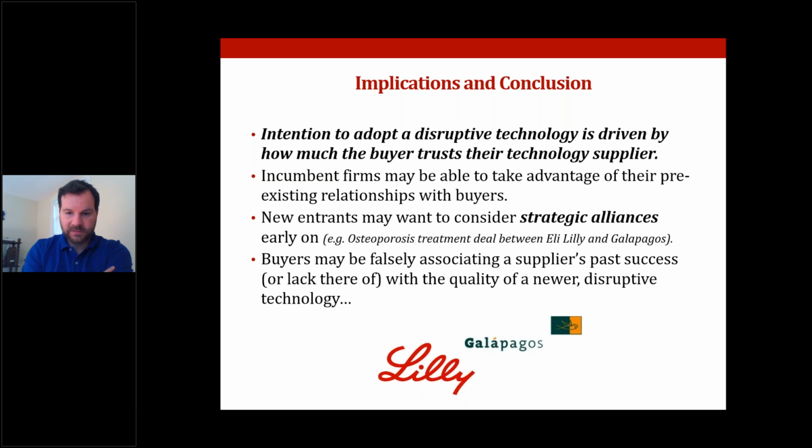In this case, I'm giving you the example of Eli Lilly and Galapagos, the emergent firm, creating a strategic alliance for osteoporosis treatment. A big reason for this is that one firm had the trust and the long-term reputation in Eli Lilly, but they didn't have the new technology. They weren't flexible enough to create it. Galapagos had the technology, had the new treatment, but they didn't have the built-up trust. And so by creating that strategic alliance, both firms were actually able to benefit.